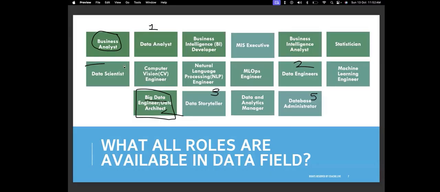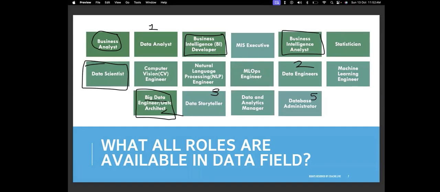Okay. If you work as a data scientist, or you learn the skills of a data scientist, then you can play the role of data scientist, business intelligence developer, which is more or less aligned to the data scientist role only. Then business intelligence analyst. When it comes to developer, you will be very much involved.